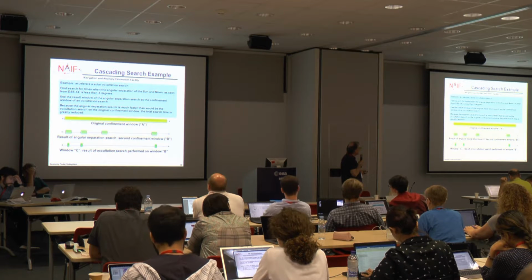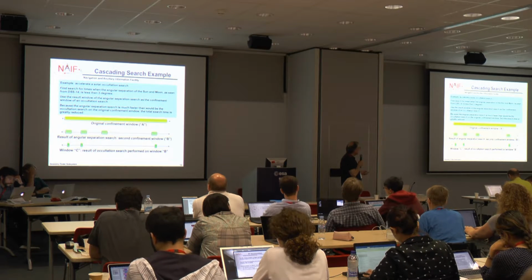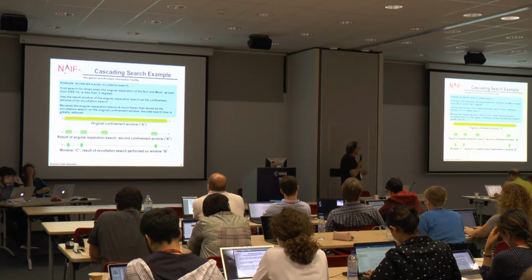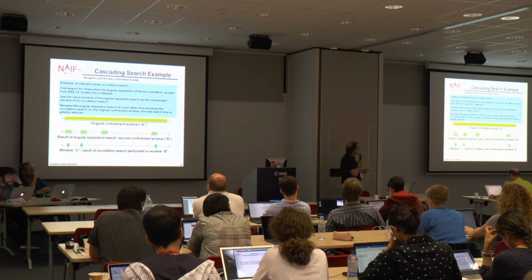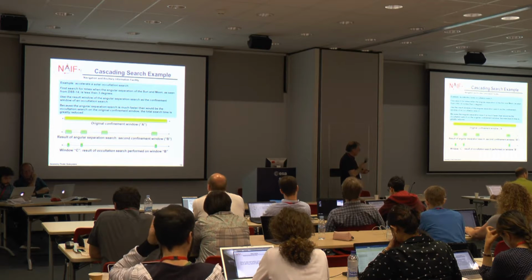And then we search over the small window for occultation to see when the moon is actually occulting the sun. Because the angular separation search is much faster than the occultation search, the overall time it takes to do these searches is greatly reduced by doing this angular separation search first.